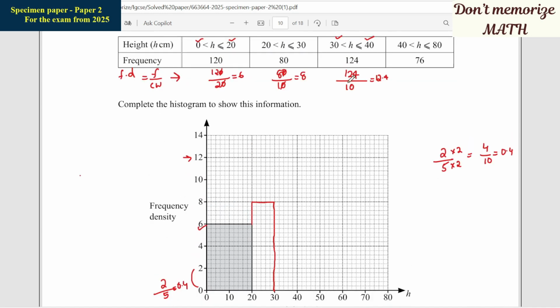So we got the value 12.4 from 30 to 40. So from 30 to 40 we have 12.4. So just one line above 12. Okay, use pencil and ruler.